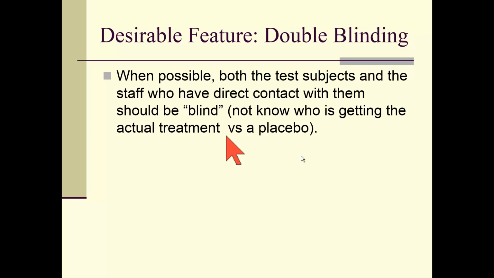So to not know is to be blind, and the double blinding then means both the subjects and their treatment staff do not know who's getting the treatment and placebo. Only the people who are running the experiment know, and they have no direct contact with the patient.